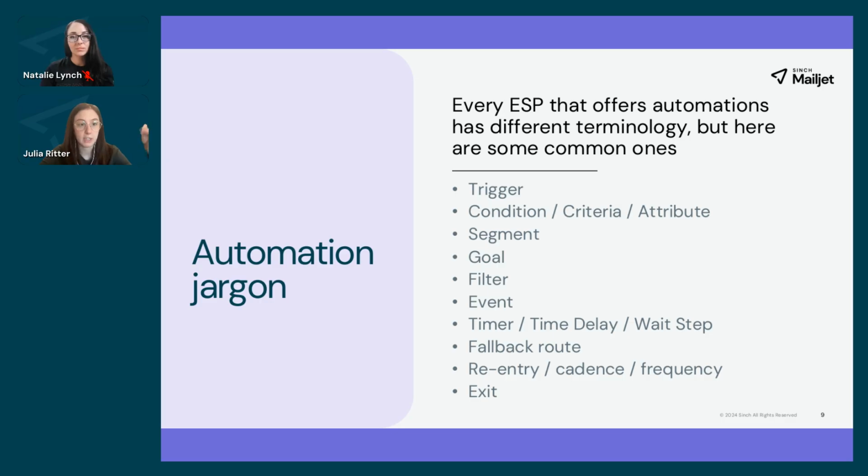Segment. This is a smaller section of your larger list. A lot of us use segmentation all the time. It's good for engagement, good for deliverability, based on specific criteria or conditions or attributes.